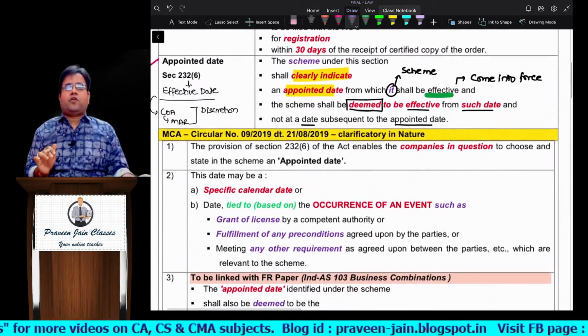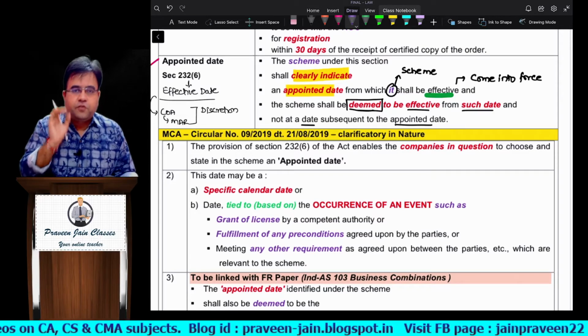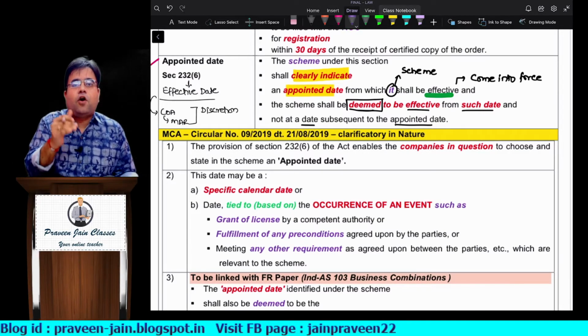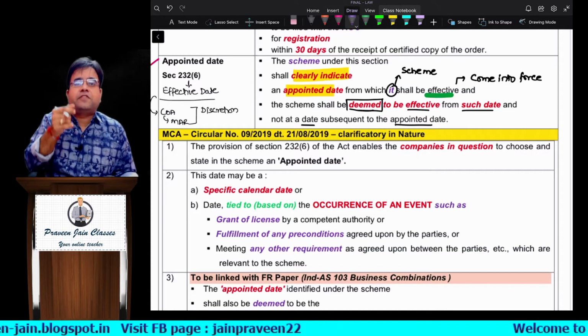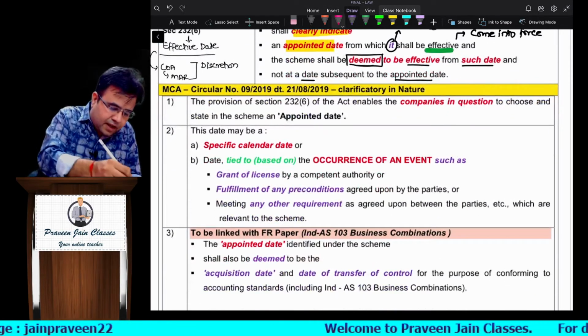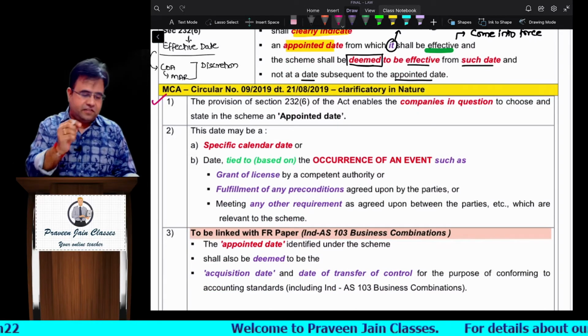So what is the point we are talking about? In the scheme you should mention one date. That date will be called the appointed date or effective date. From this day your scheme will become effective. Okay, now the department's clarification, that is the MCA clarification. Point number 1.